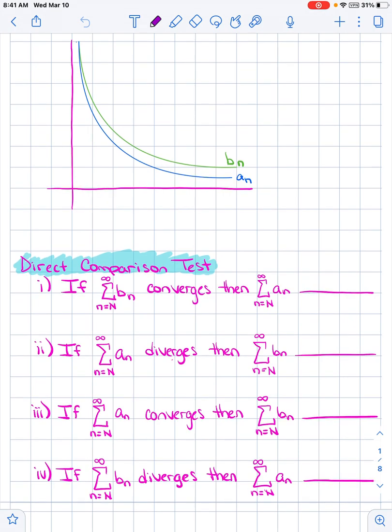So based off of that fact, I would like you to complete these 4 statements with the word converges or diverges. I want you to stop this video. I want you to try to fill in those blanks. Go do that, please, and come back.